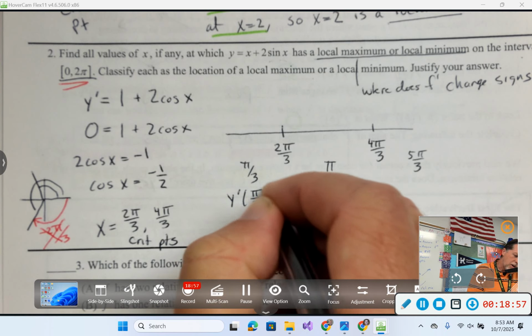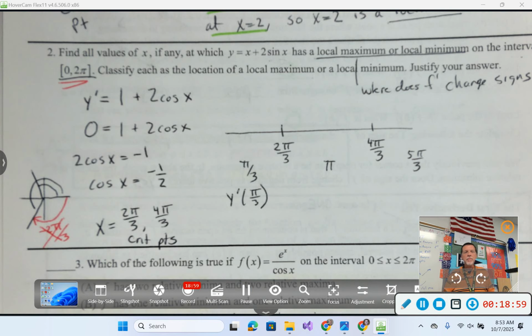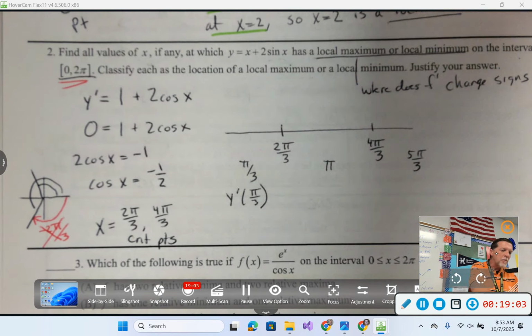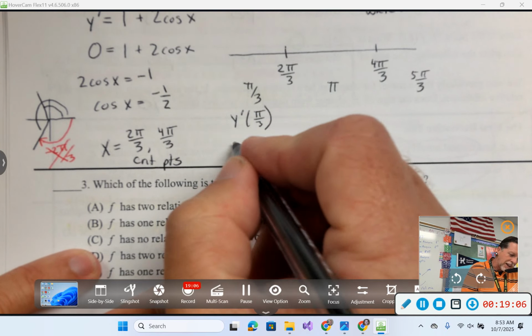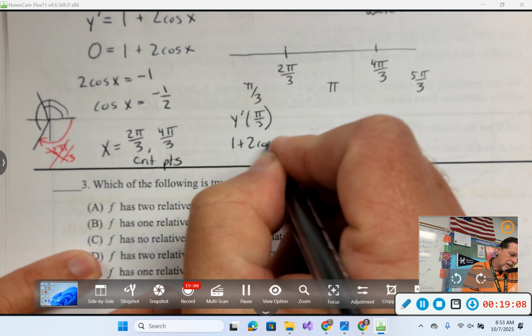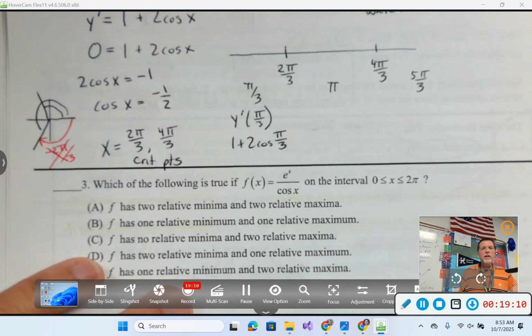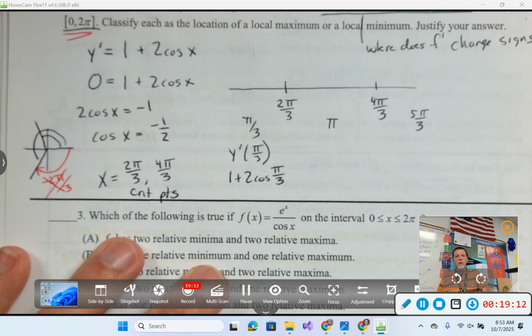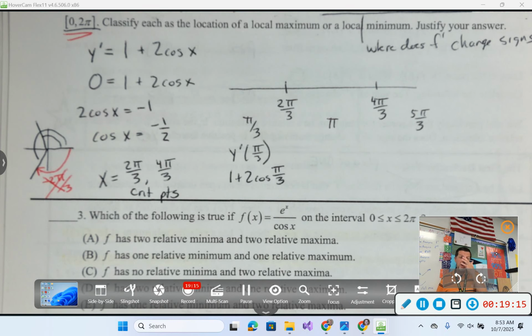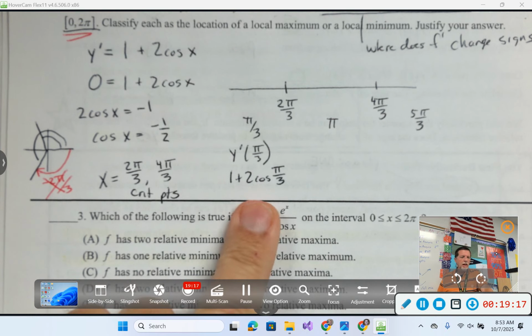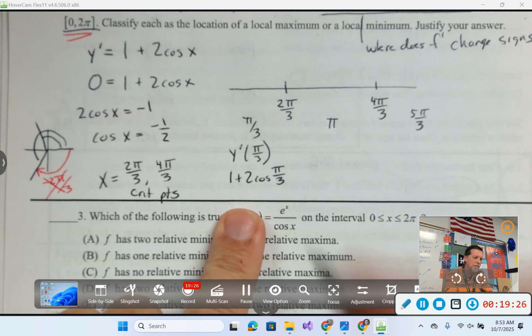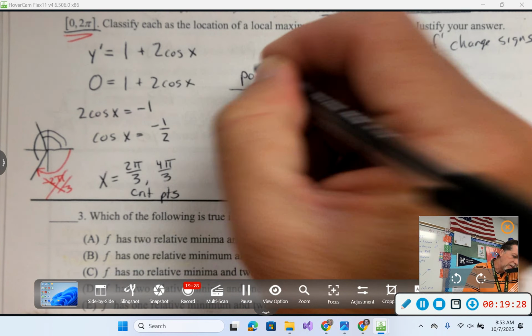So y prime at pi over 3. And again, I'm only worried about positive and negative, so if you miss it by a little bit, you might be okay, but you've got to get the positive and negative right. Okay, 1 plus 2 cosine pi over 3. Cosine of pi over 3 is definitely positive because it's in the first quadrant. So 1 plus 2 times a positive number is definitely positive.